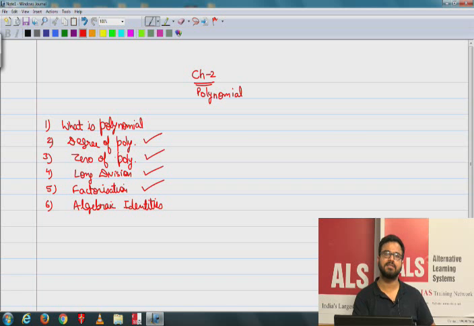So shall we revise these 4 topics before going to the new one, or shall we start directly with the new one? If you want me to revise these 4 topics, please raise your hand.